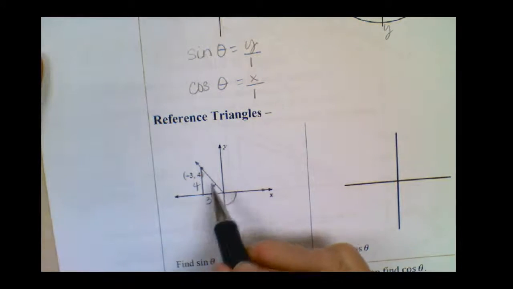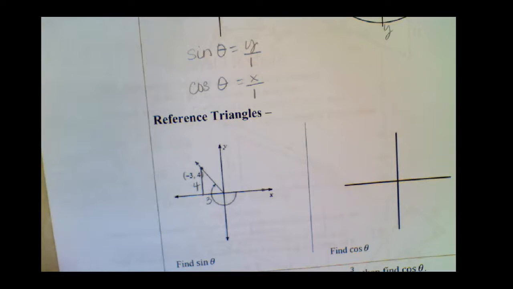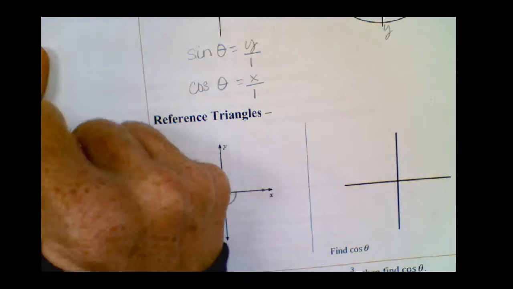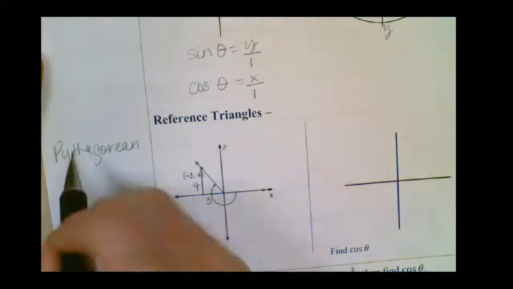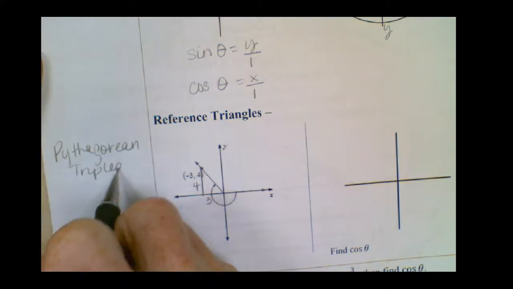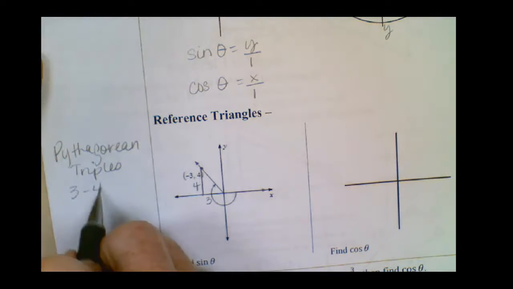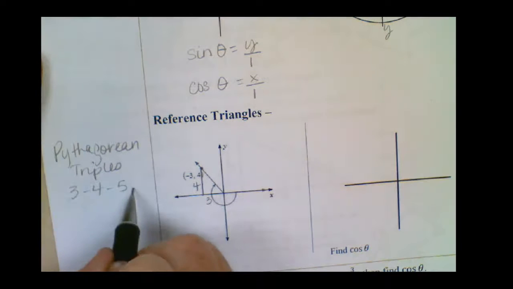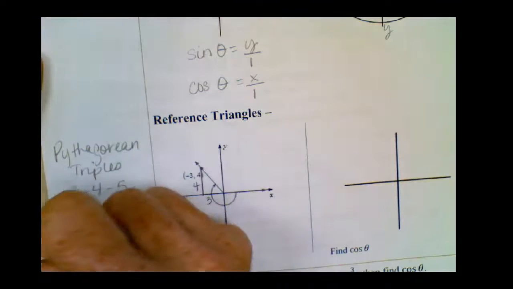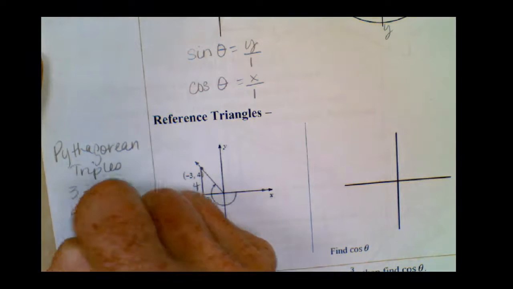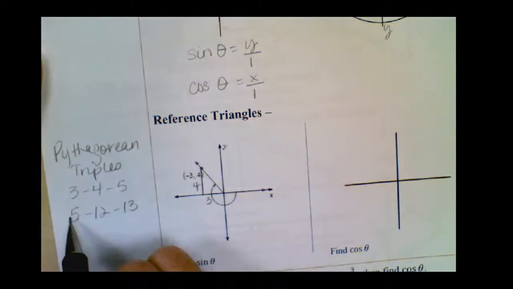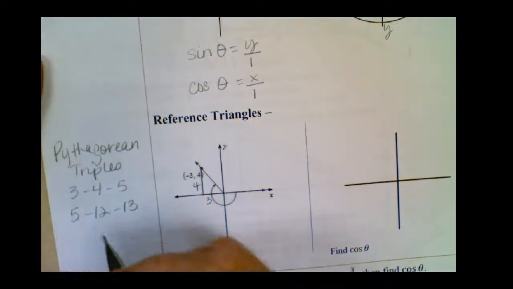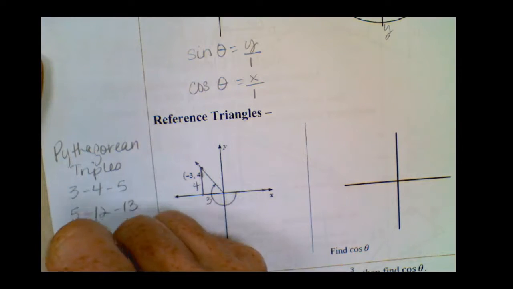And 3, 4 is the first two parts of one of our Pythagorean triples. You probably know a 3, 4, 5 triangle. I'm going to give you a couple of other ones that might help. When you see them, you'll just know. So a 3, 4, 5 triangle, meaning 3 squared plus 4 squared equals 5 squared, which is true. 9 plus 16 equals 25. Another one is 5, 12, 13. 5 squared plus 12 squared equals 13 squared. 25 plus 144 equals 169. That's true. And then 8, 15, and 17.